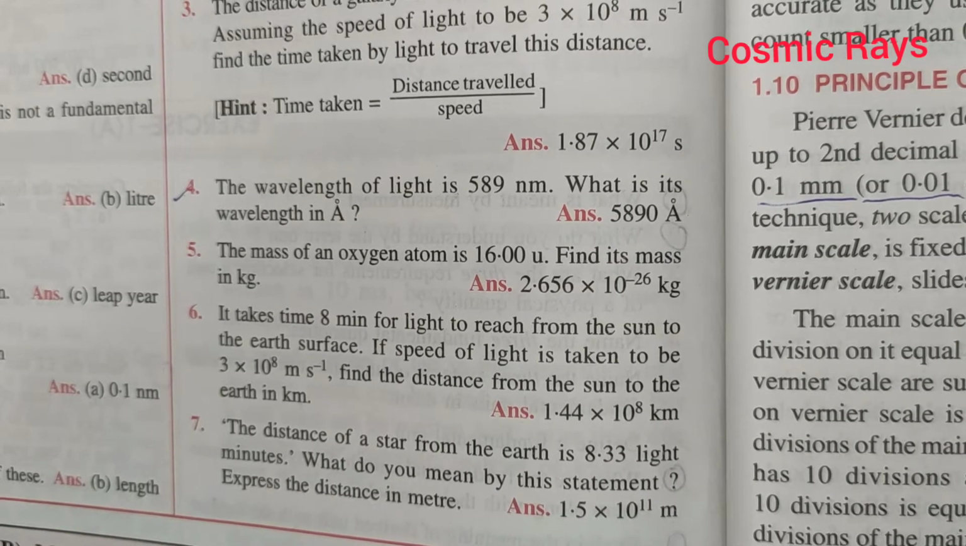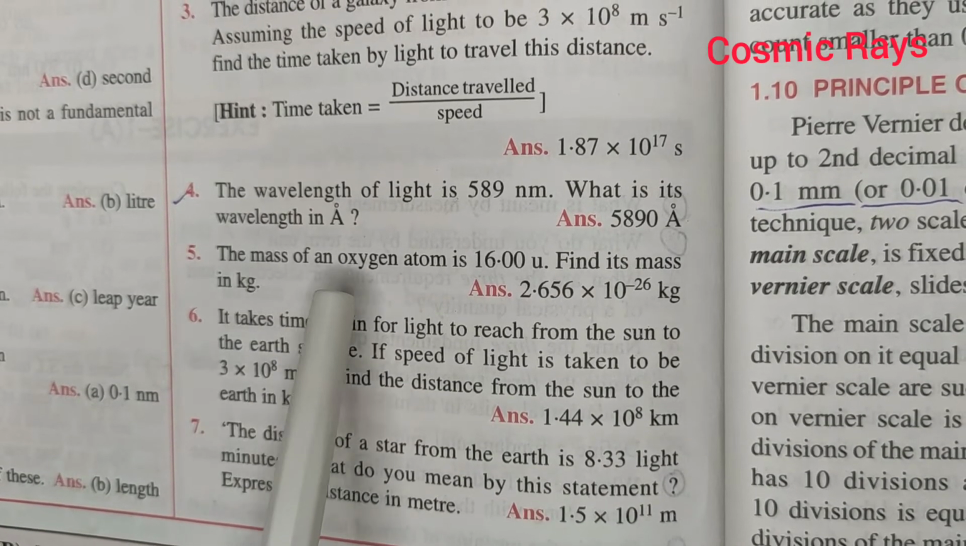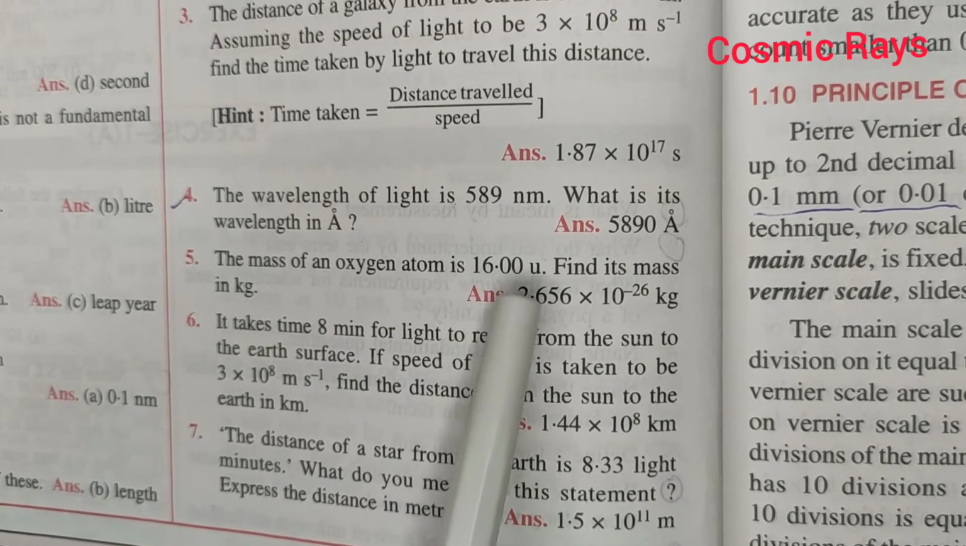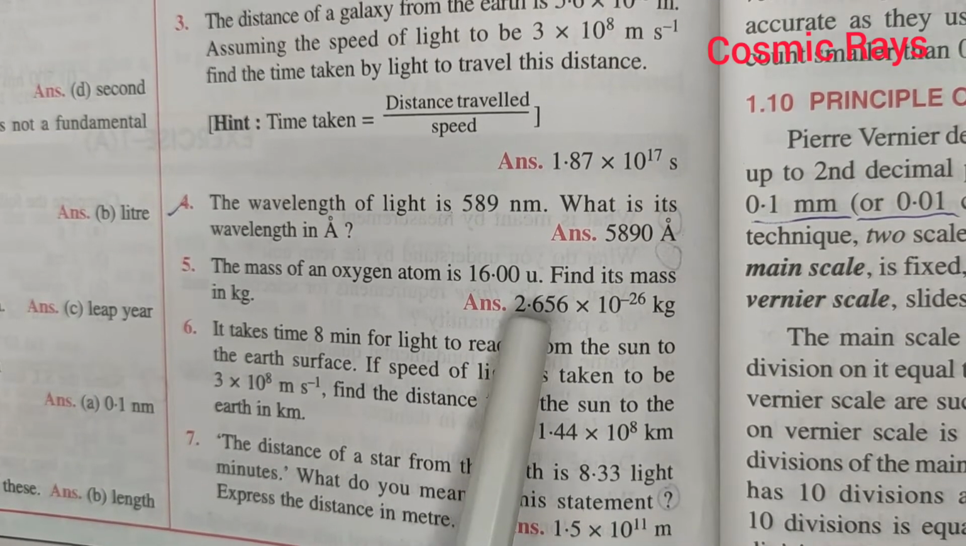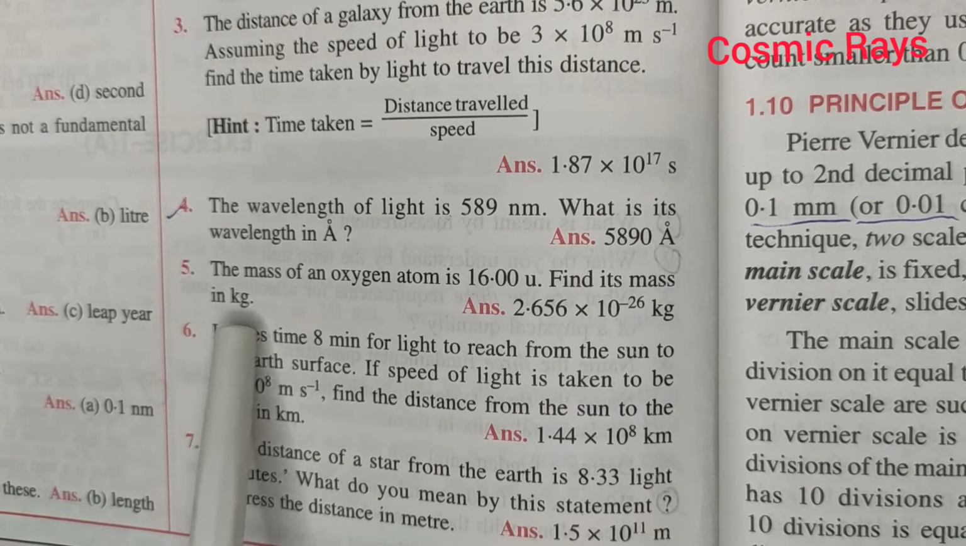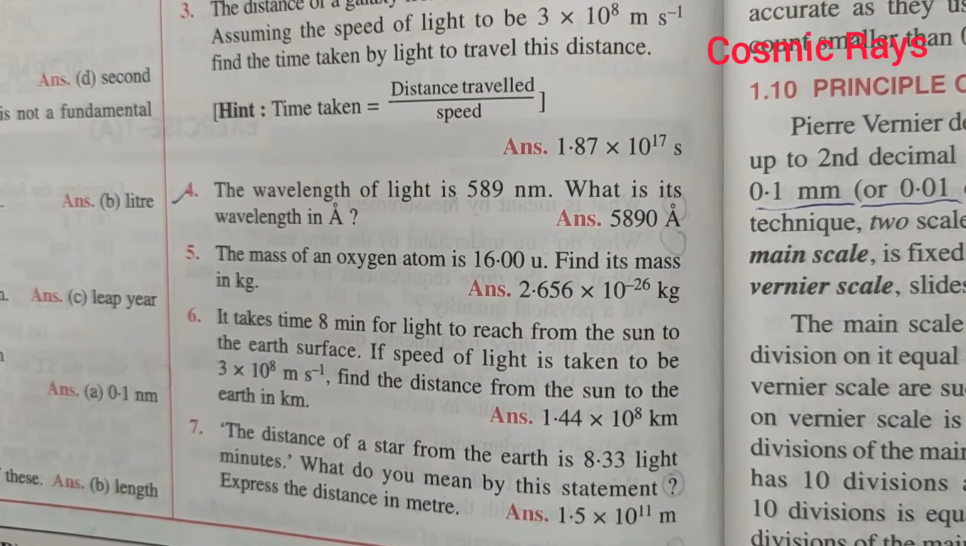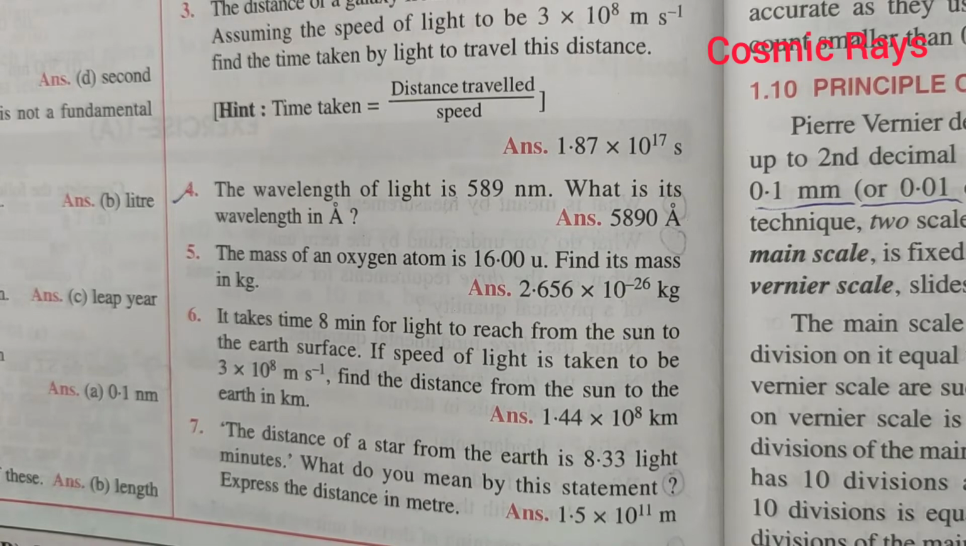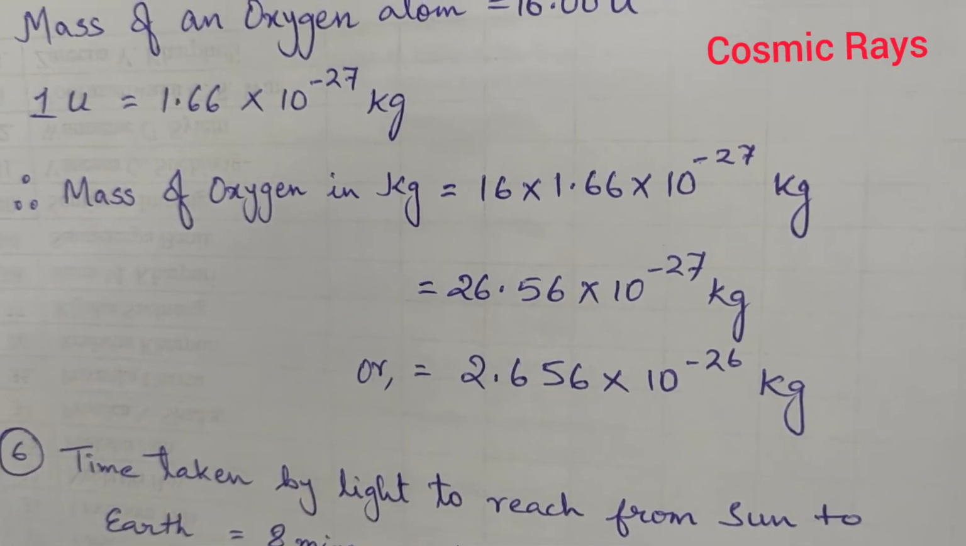Now we come to question number 5. It says the mass of an oxygen atom is 16 U, that is 16 atomic mass unit, which is known as AMU. Find its mass in kg. Now here we have written the given things.